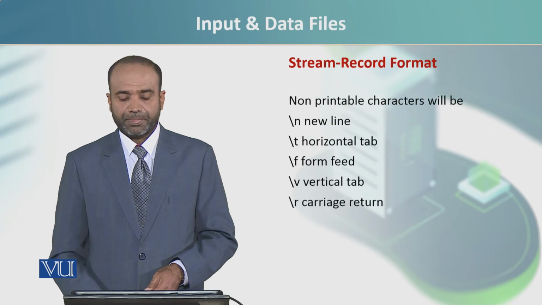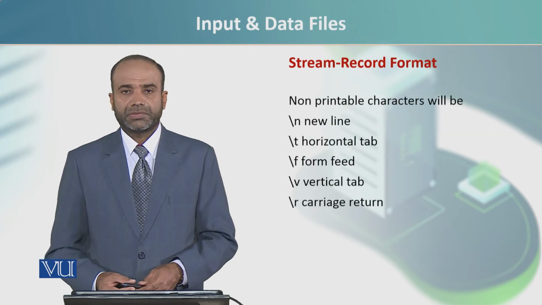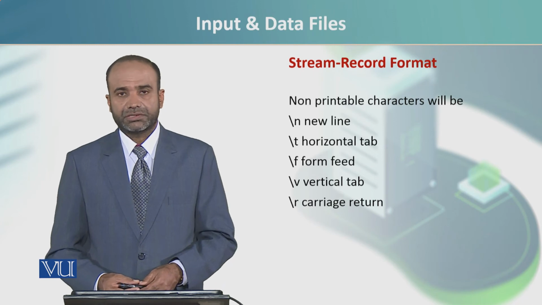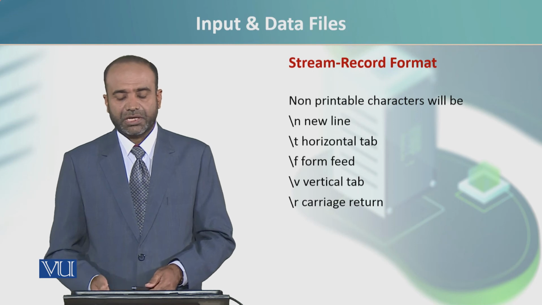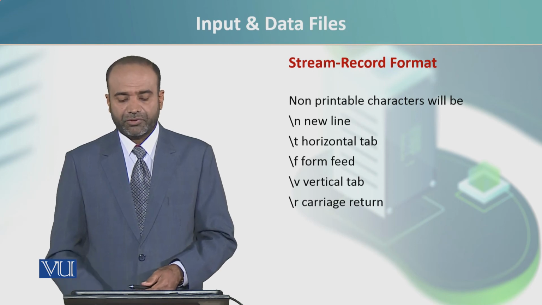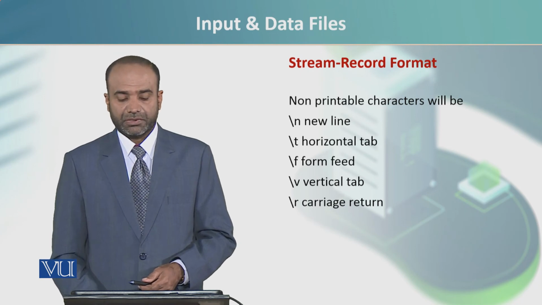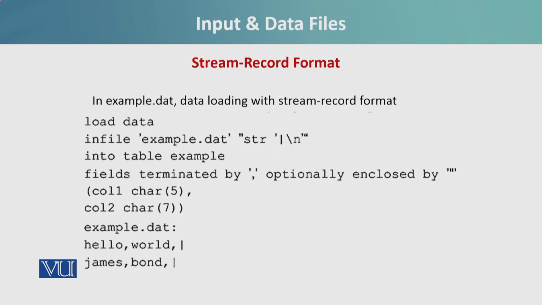We will use hidden kinds of characters: /n, /t, /f, /v, and /r, which are carriage return, vertical tab, form feed, horizontal tab, or new line, and these can also be used within the control file as a stream record format. For example, we are using a pipe symbol, which means this is a terminator, and /n means next line, and we use this as a stream option.